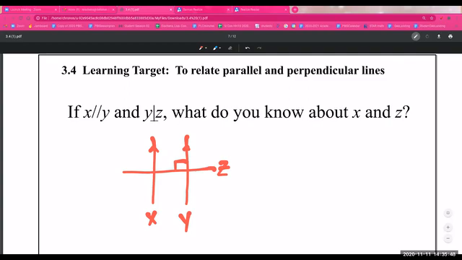Well, if this is the case, what do you know about X, which is this one, and Z, which is this one? Well, the theorem says that if you have two parallel lines, and a transversal is perpendicular to one, it is perpendicular to the other. So you would say X is perpendicular to Z.